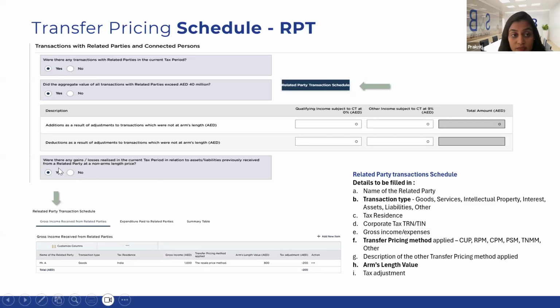And once you click on this gains or losses as a part of this related party transaction schedule, what you see is a columnar presentation which asks you about the name of related parties, the type of transaction that you have entered into, the tax residency, the gross income of the transaction, and the transfer pricing method. The transfer pricing guides prescribe 5 methods plus 1, which is again the OECD prescribed method. So you have to select between any of those methods.